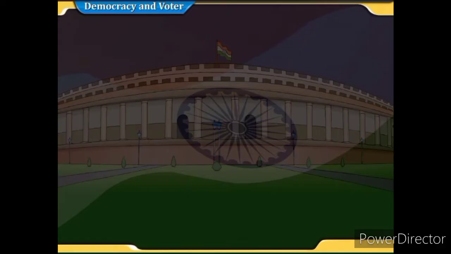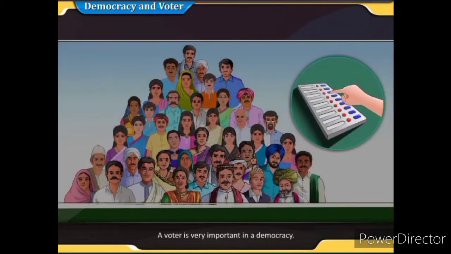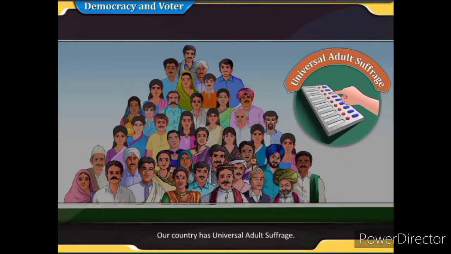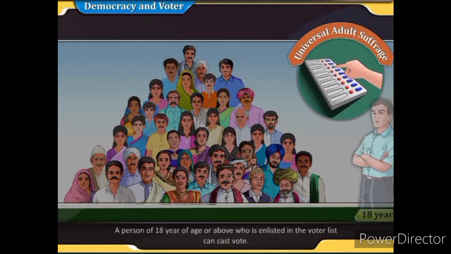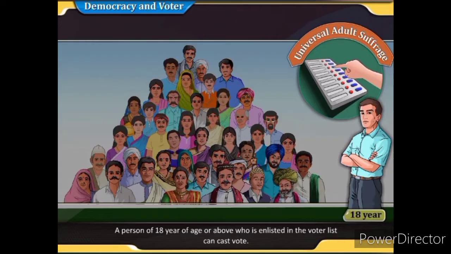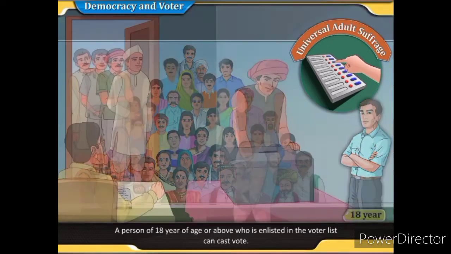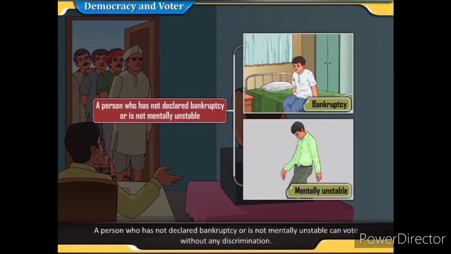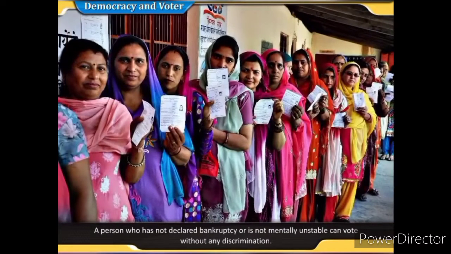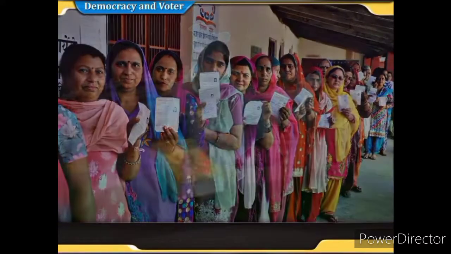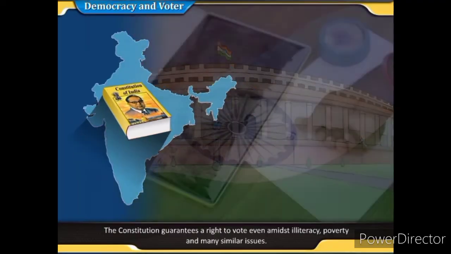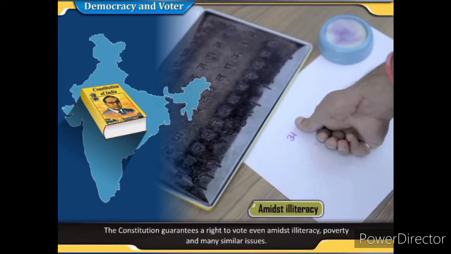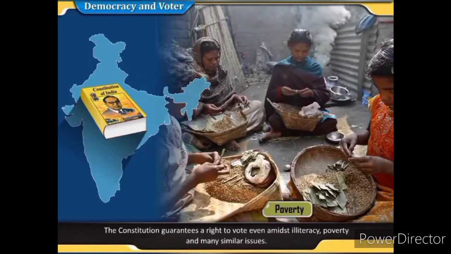Democracy and voter. A voter is very important in a democracy. Our country has universal adult suffrage. A person of 18 years of age or above who is enlisted in the voter list can cast a vote. A person who has not declared bankruptcy or is not mentally unstable can vote without any discrimination. The Constitution guarantees a right to vote even amidst illiteracy, poverty, and many similar issues.